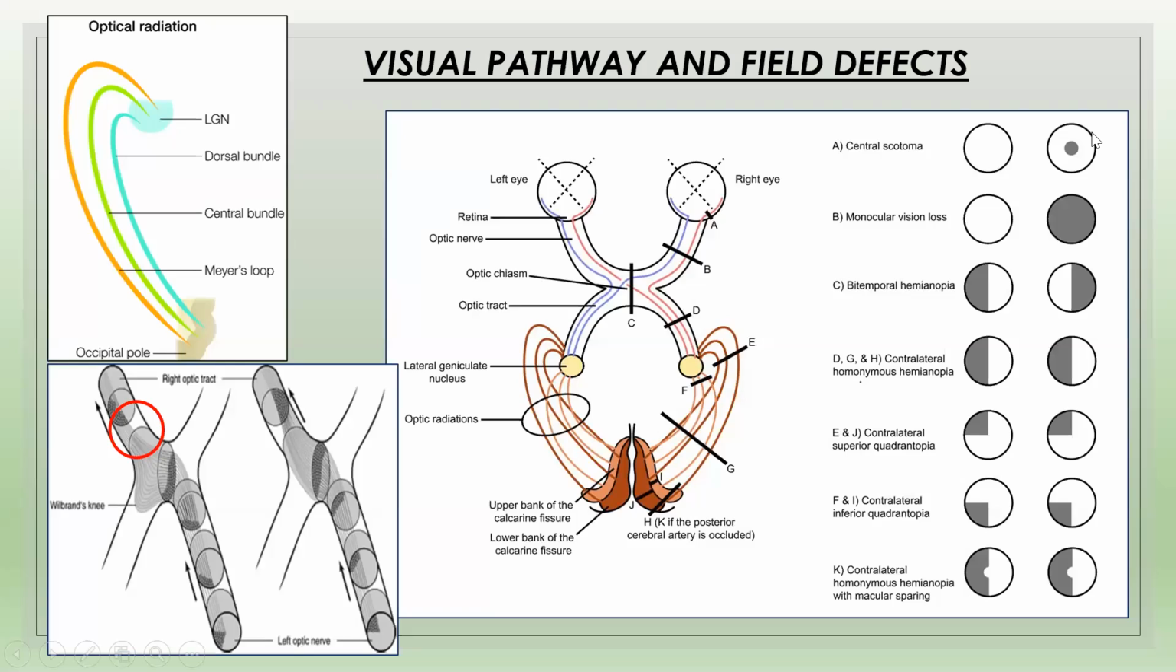There is something called the Riddoch phenomenon, that confrontation can be done in both static as well as kinetic. And if you have a variation between your static and kinetic, then you should suspect a lesion somewhere in the anterior part of the cortex of the occipital lobe. So that is one phenomenon.